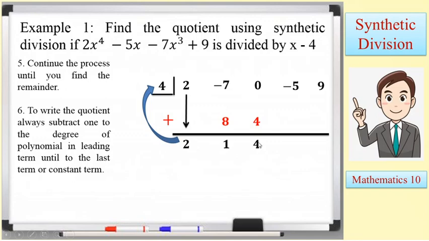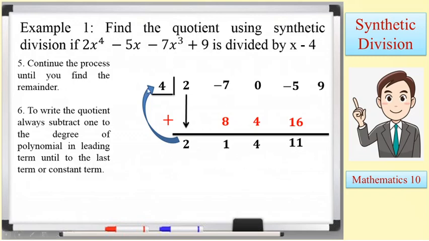Since ang sum niya ay 4, ang next na step ay i-multiply natin ulit yung 4 na nakuha natin sa ating divisor na 4. Okay? So, 4 times 4, the answer is 16. At yung 16 ay ilalagay natin sa tapat ni negative 5 kasi siya yung next term natin. Okay? So, negative 5 plus 16 is equal to 11. Okay? The same process pa rin. Continue natin hanggang sa makuha yung remainder.